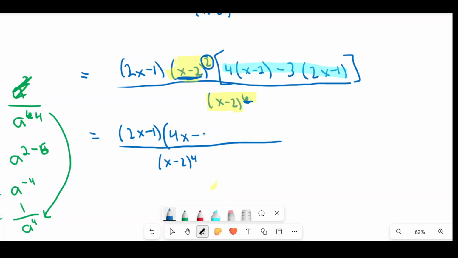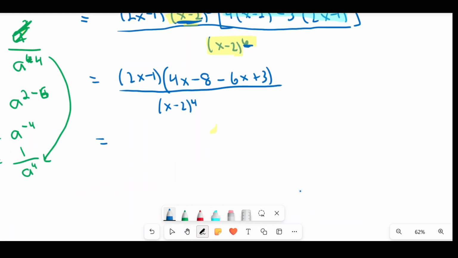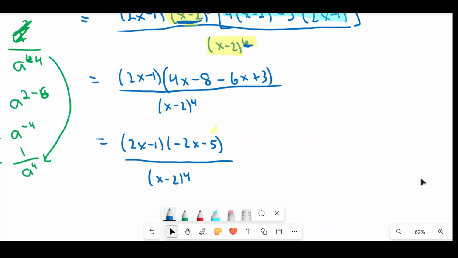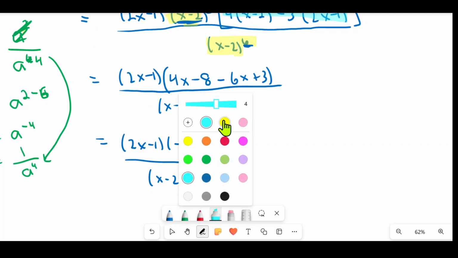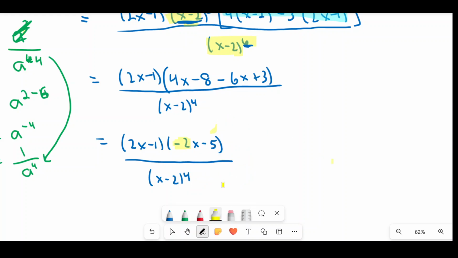So I have 4x minus 8 minus 6x plus 3. And if I collect like terms, let's see what we get. So 2x minus 1. This gives me negative 2x minus 5 over x minus 2 to the 4. And, you know, you could argue that that's simplified, but I think you'd be wrong because we do not like having negative values in the front of a binomial bracket. We just don't like it. Boo. And so I'm going to factor negative 1 out of the bracket.